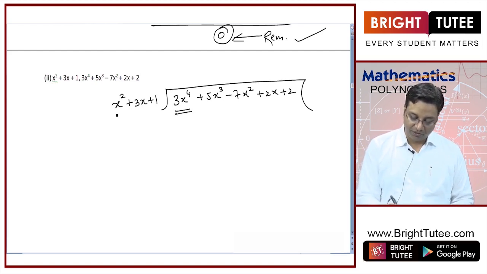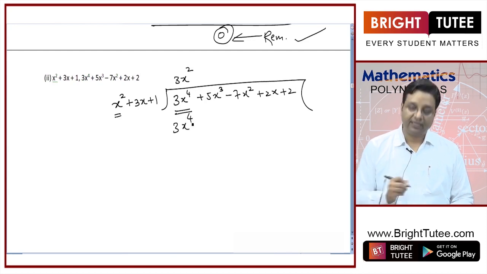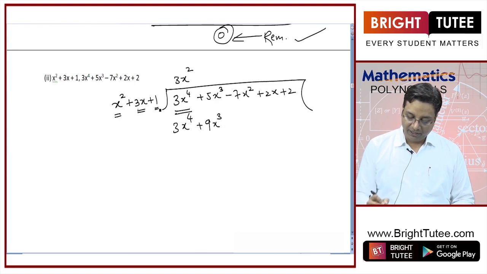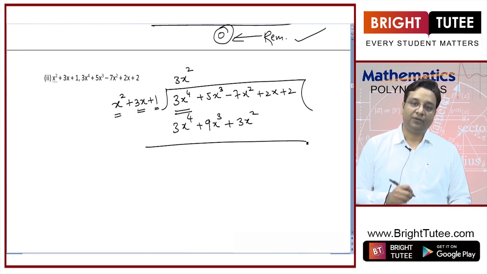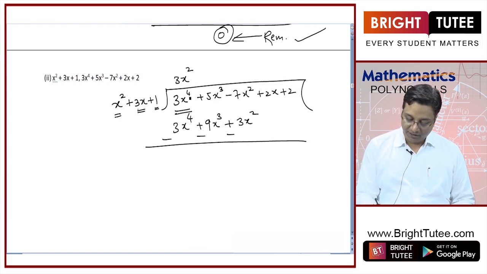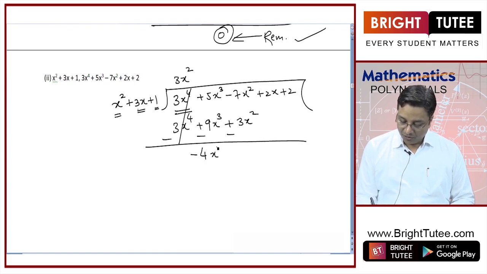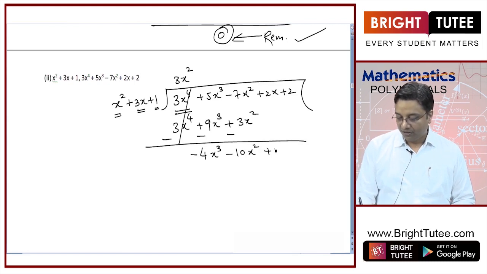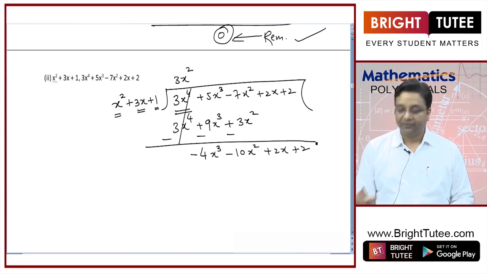I have to concentrate on these two terms. I multiply it by 3x square to get 3x raised to power 4. Now 3x square multiplied by this will give me 9x cubed, and multiplying by this it will give me 3x square, right. Now I subtract, minus minus minus, and this will get cancelled. It will leave me with minus 4x cubed, minus 7 minus 3 will give me minus 10x square plus 2x plus 2 as it is, right.